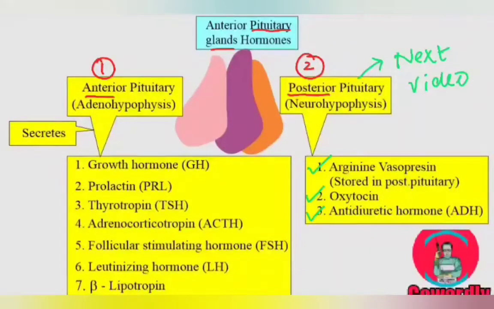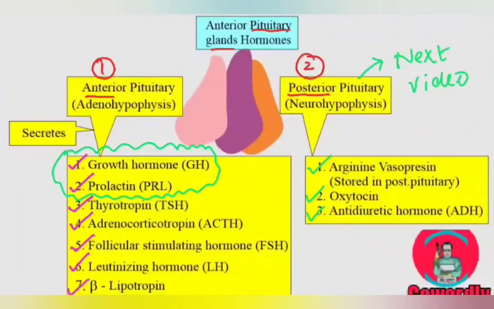Whereas the anterior pituitary gland secretes seven main hormones, number one, growth hormone, number two, prolactin, number three, thyrotropin, number four, adrenocorticotropin, number five, follicle stimulating hormone, number six, luteinizing hormone, number seven, beta lipotropin. So the important point to note is that these two hormones, prolactin and growth hormone, cause the most common functional adenomas.